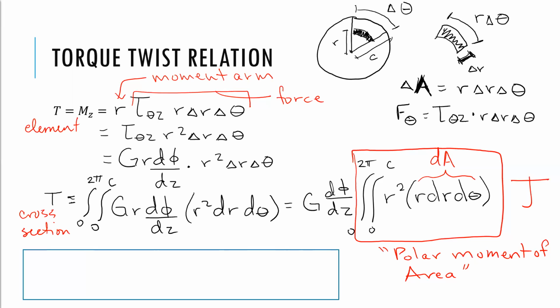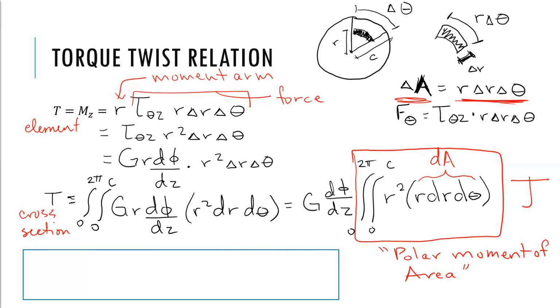How did you get the delta A? That r delta theta? Because that is the area of an incremental element, and that's delta A. When we're dealing with integrals, delta becomes infinitesimal, so it becomes d.